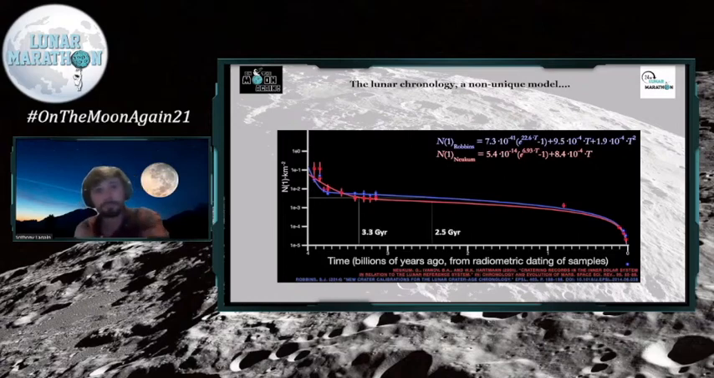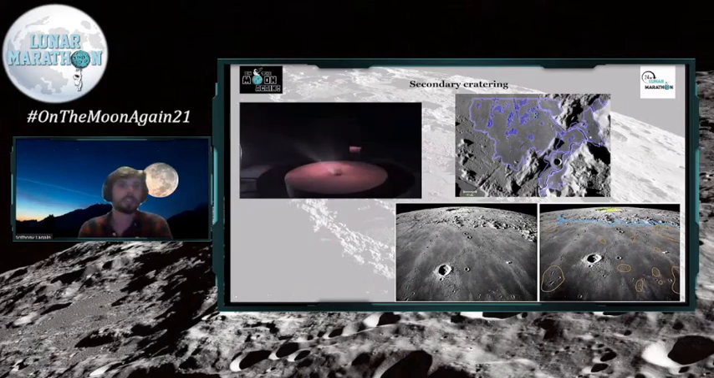For example, if I measure a cratering density of this value here at the left, I will obtain 3.3 billion years old for the age of the surface using the red model, and 2.5 billion years old with the blue model. So the differences can be huge. And actually, this technique is very good to give an idea of the age of the surface, but the values obtained cannot be interpreted at face value.